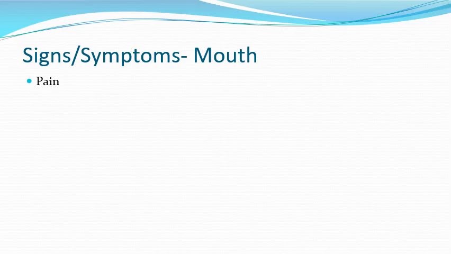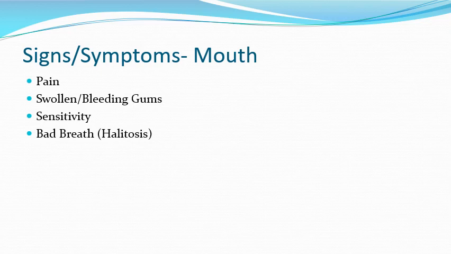And looking at the mouth, various things to note: pain, swollen, bleeding gums, any type of sensitivity, bad breath, or what's also called halitosis, and any white or yellow plaques, which can be indicative of fungal infections of the mouth. An oral candidiasis would present with white or yellow plaques inside the mouth.